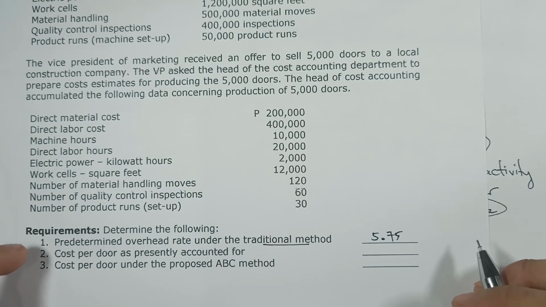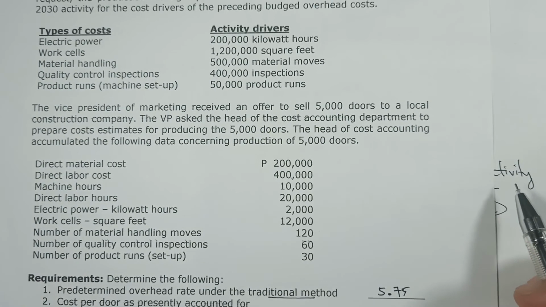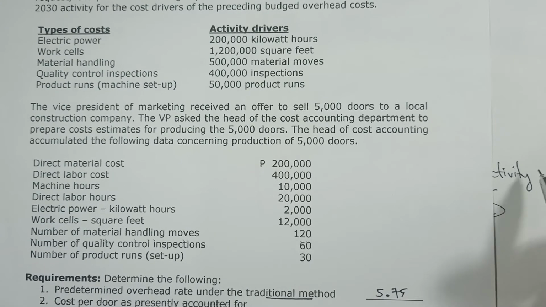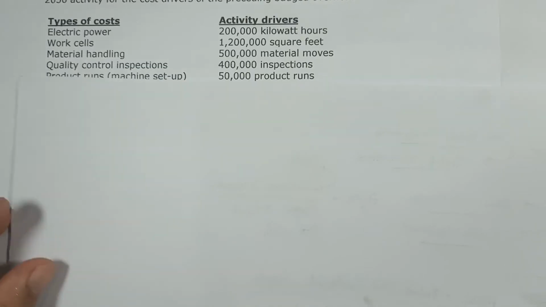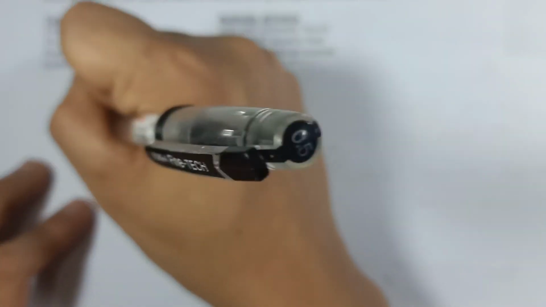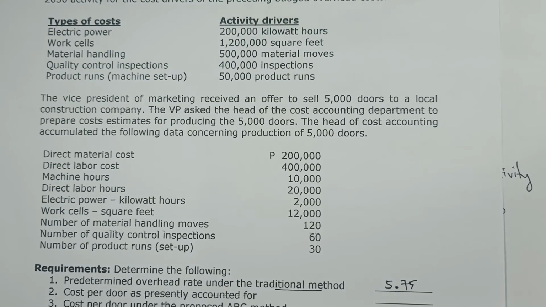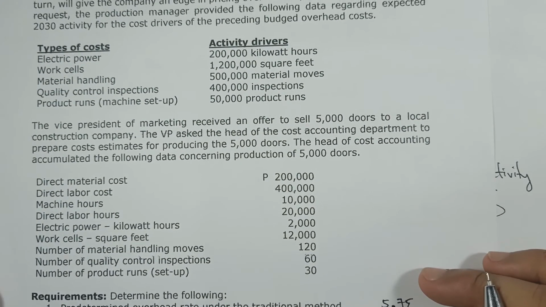We good? Second requirement, the cost per door as presently accounted for. So kapag ang tinatanong ng problem is the cost per door as presently accounted for, asahan mo na kailangan muna nating makompute yung ating total manufacturing cost. And once again, how to compute total manufacturing cost? This is equal to materials, labor, and overhead. Ano ba? So, punta tayo dito sa dulo. Anong sabi dito?